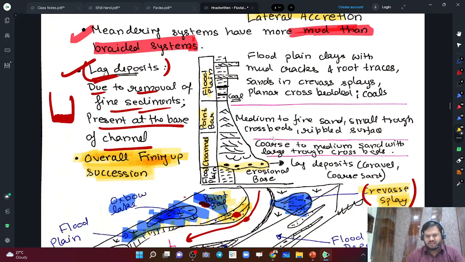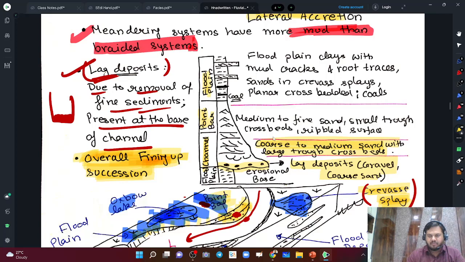So channel, this is what lag deposit. I said at the base of the channel you get lag deposit. Lag deposit is basically gravel size or coarse grain, right? This is what its definition is. Then above that you will get coarse to medium sand, right? This is the sediment. And what kind of sedimentary structure? You will get large trough cross bed because energy is high, right?